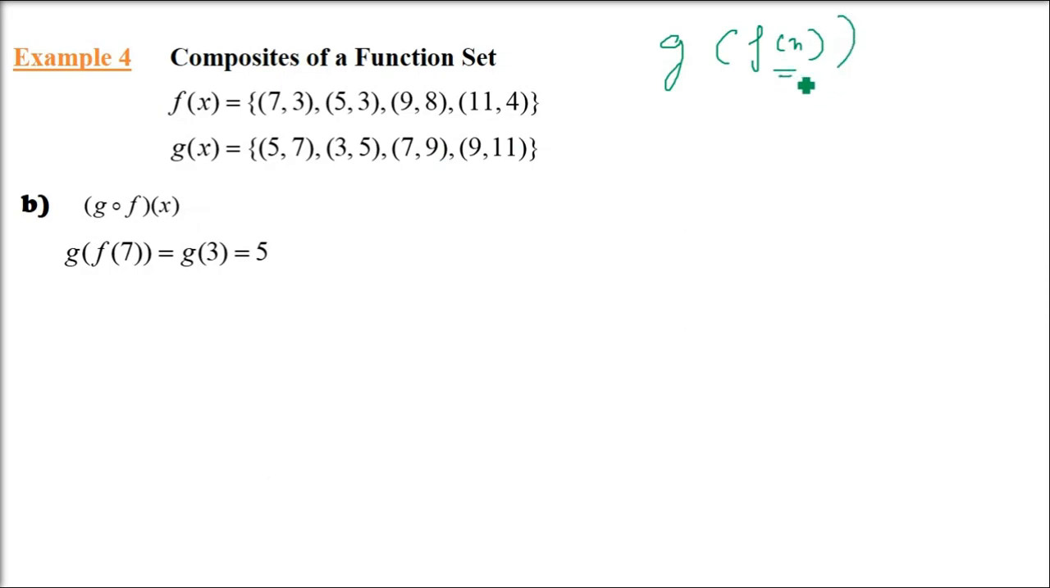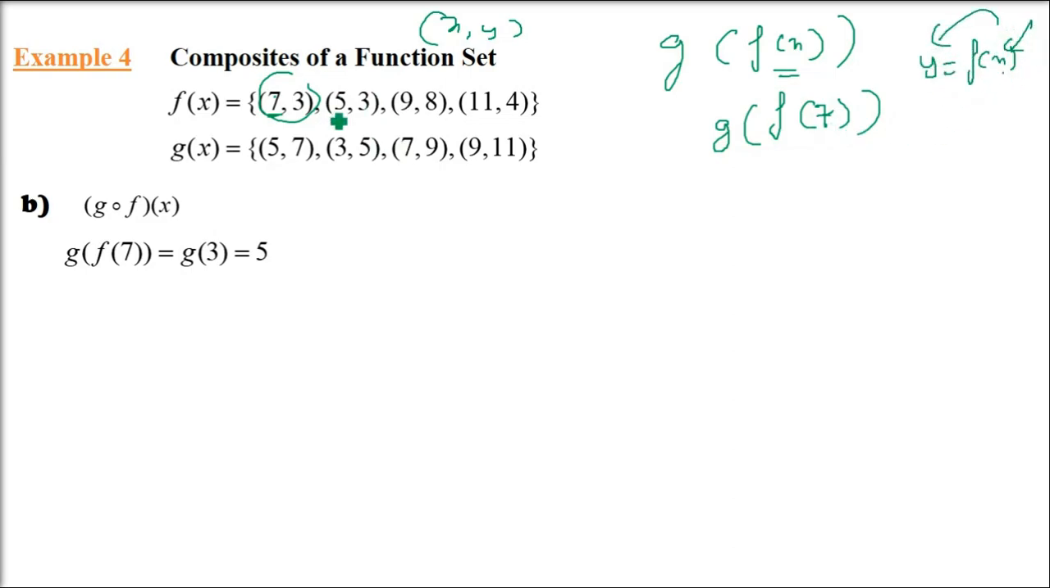First of all, we have to take all the domain values of f(x). What is the value of x? The first value is 7; all the values 7, 5, 9, 11, all we are going to take. The first value is 7. This ordered pair is x comma y. If you put 7 in f(x), you are going to get 3. That is, in the function f(x), if you put the value of x, you get y. So when you put 7 in f(x), you get 3.